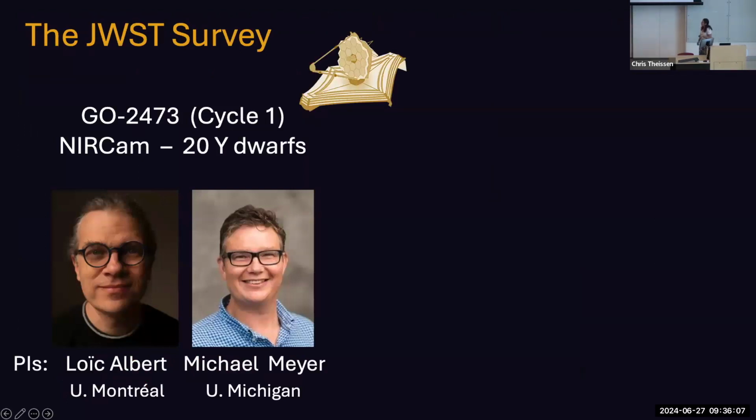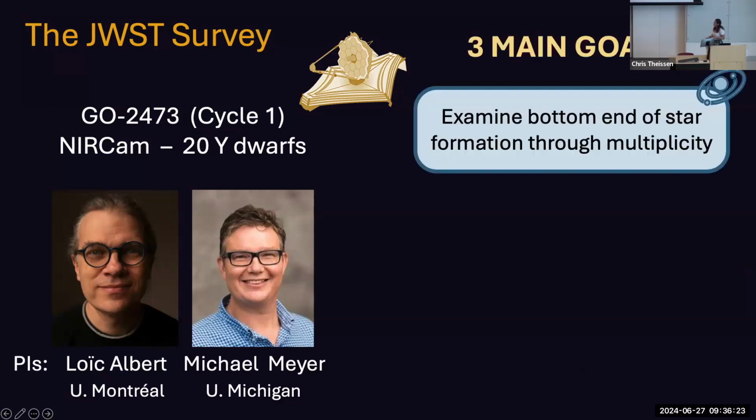So based on this, we were awarded time on James Webb during cycle 1 to observe 20 of the currently known Y dwarfs with NIRCam to search for close companions around these. So this is a program led by Loïc Albert, who is here this week, and Michael Meyer. And we have 3 main science goals with this program.